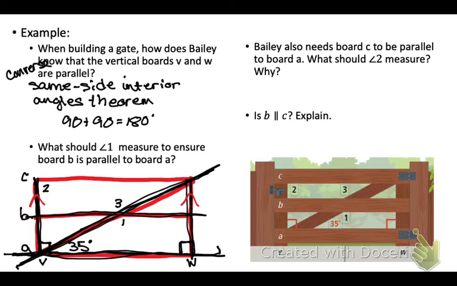And Xander just said we have 35, and angle 1 and 35 are same side interior angles, yes? And what should same side interior angles equal? 180. So we should take 180 minus 35 equals 145.